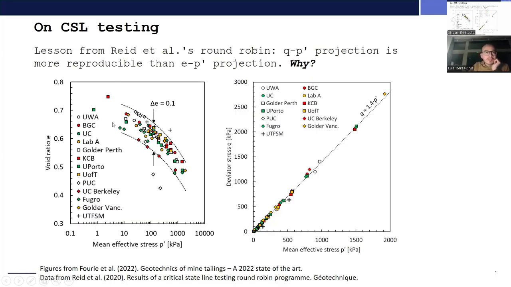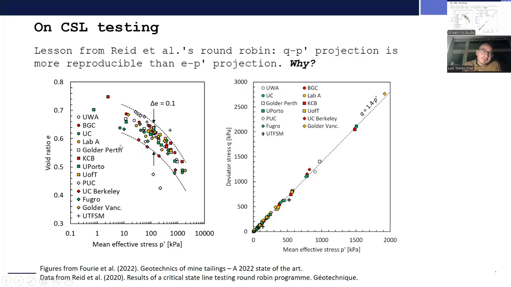So the data from the laboratories over here is defining a critical state line, but over here it's defining sort of like a critical state band or a critical state swath, we may call it. So why is it that we get such good convergence over here on the right-hand side, but we don't see that convergence over here?